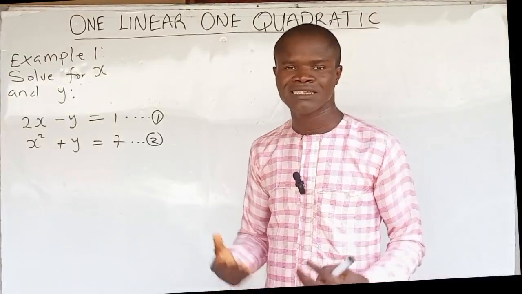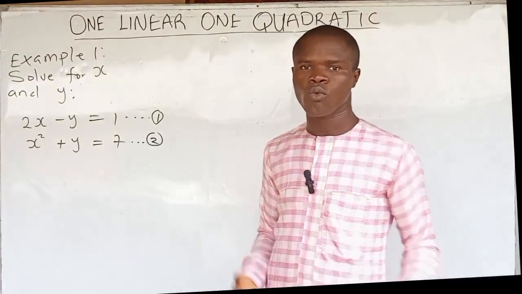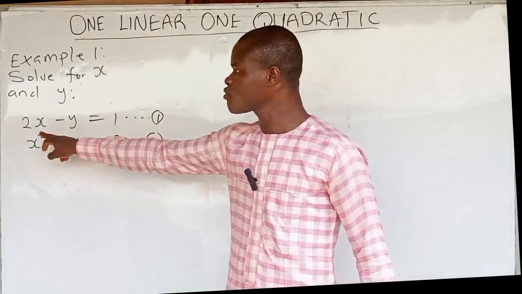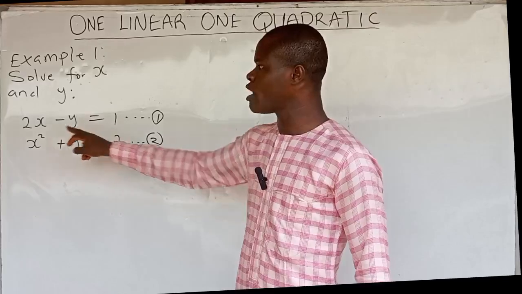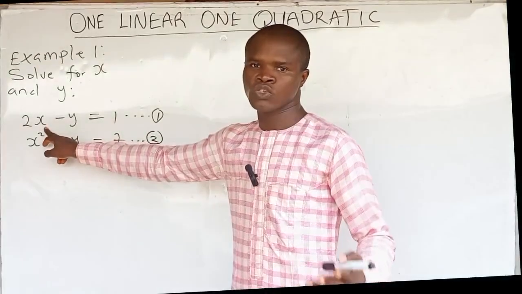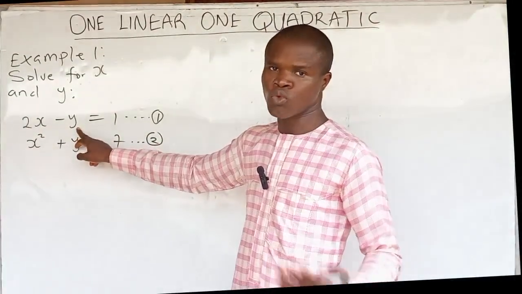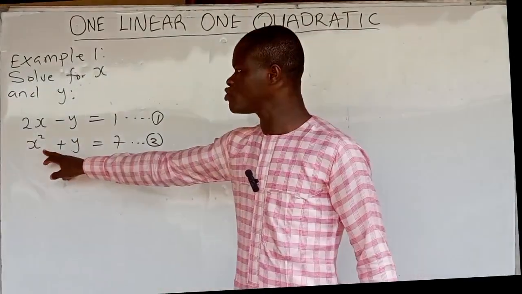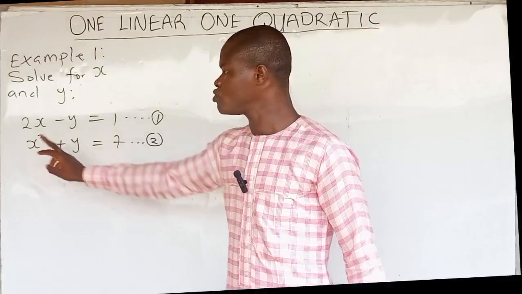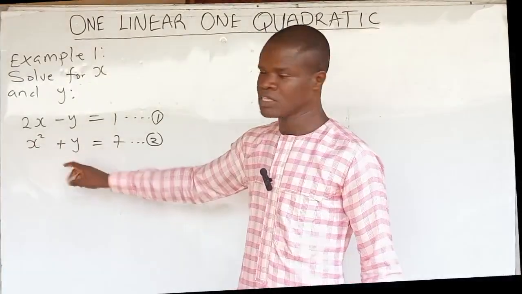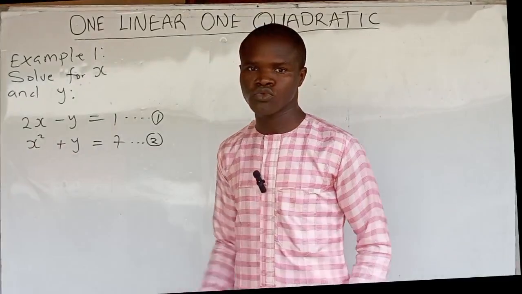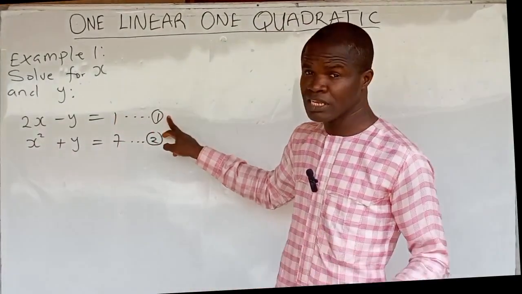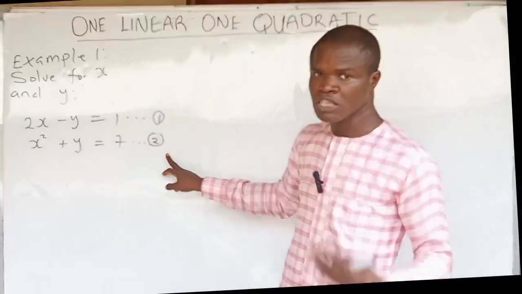How do we know that a simultaneous equation is one linear, one quadratic? For example, look at this very question. In equation 1, you have 2x minus y equal to 1. The power of x here is 1. The power of y here is 1. It is a linear kind of equation. Then in equation 2, the power of x here is 2. The power of y here is 1. So because the power of x here is 2, it is a quadratic kind of equation. So equation 1 is linear and equation 2 is quadratic.